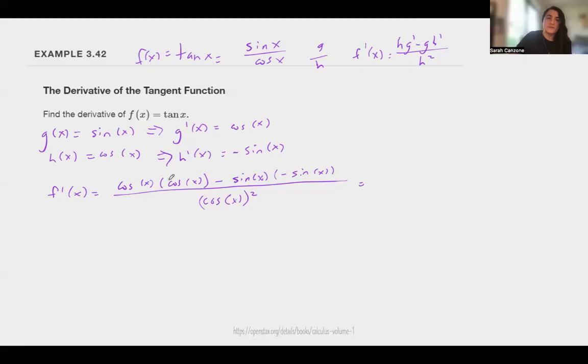So I'm going to go ahead and rewrite this. Cosine times cosine is cosine squared of x. This is mathematical shorthand. Mathematicians are notoriously lazy. So if we write cosine squared of x, that's the same thing as cosine of x squared. So cosine squared of x, again, minus times minus is plus, sine squared of x over, I'll keep it the same, cosine of x squared.